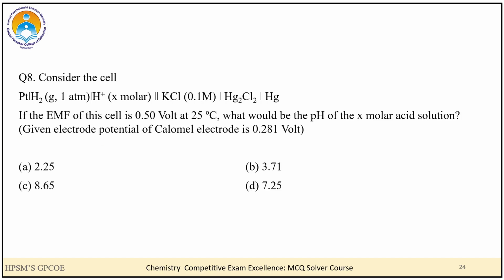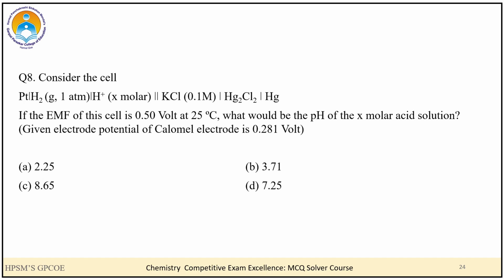Let us see one last problem. Consider the cell platinum/H2 at 1 atmosphere separated by H+ x molar separated by KCl at a concentration of 0.1 molar separated by Hg2Cl2/Hg, which stands for the calomel electrode. If the EMF of the cell is 0.5 volt at 25 degrees C, what would be the pH of the x molar acidic solution? Given the electrode potential of the calomel electrode is 0.281 volt, the options are 2.25, 3.71, 8.65 and 7.25.